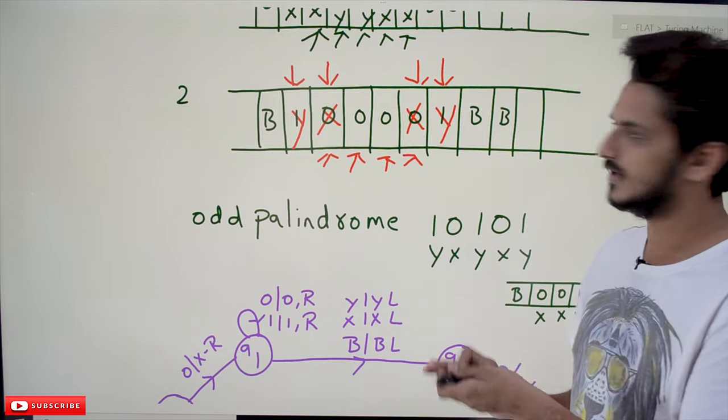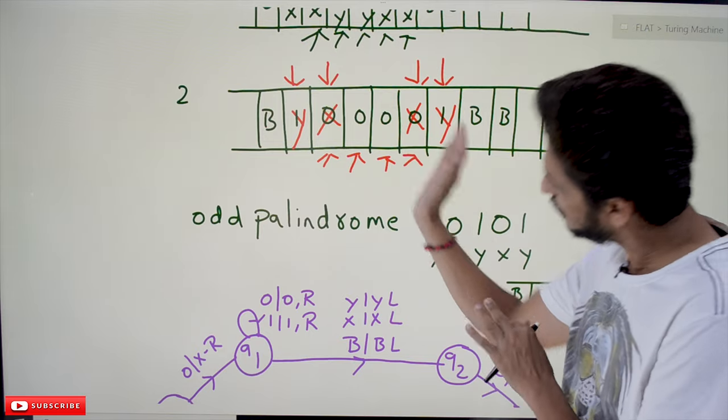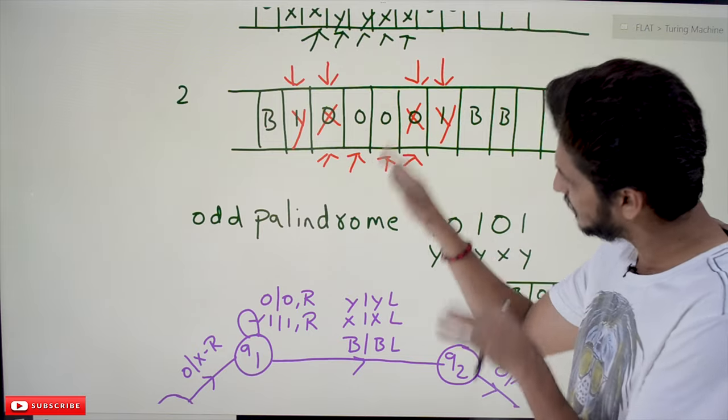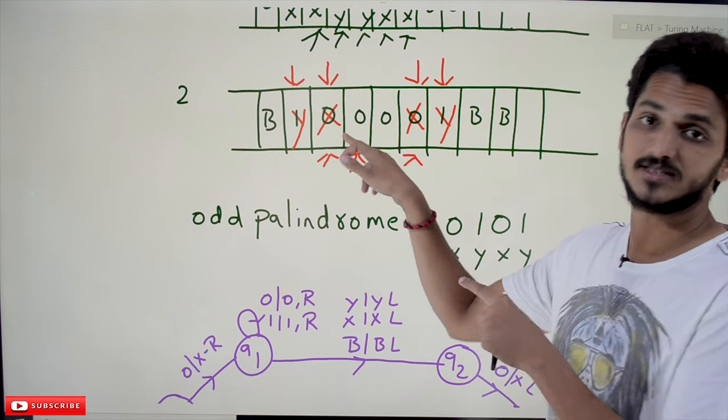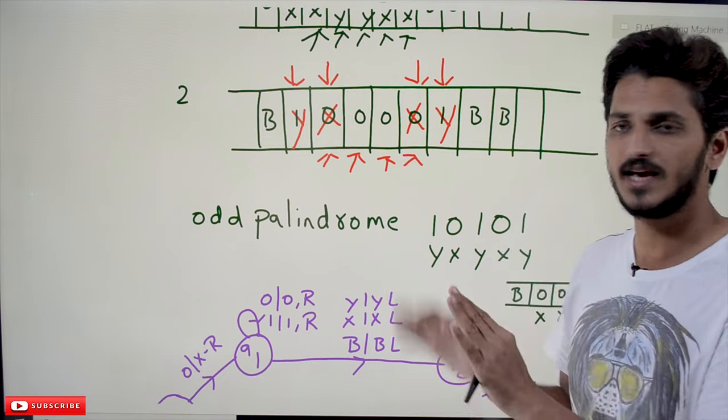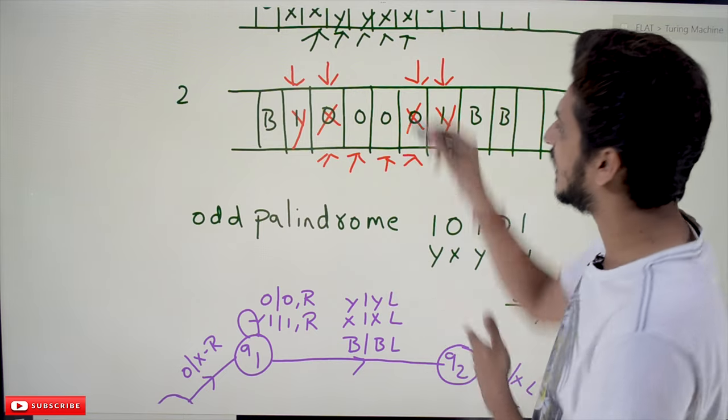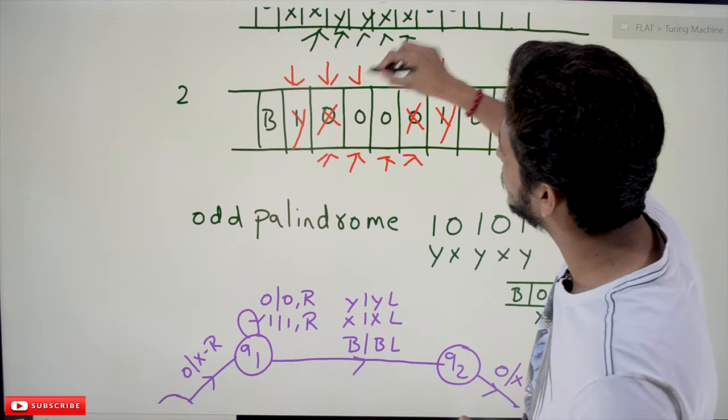Again move back. If it is 0, keep it as 0, move back, left. 0, keep it as 0, move left. Next, whenever you are at this position, x. X means keep it as x, move right side. And now we will be at this position.